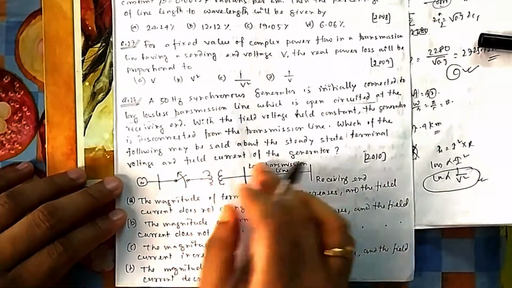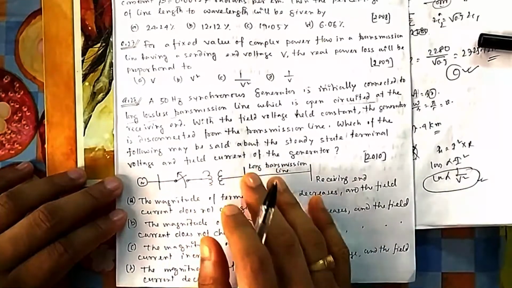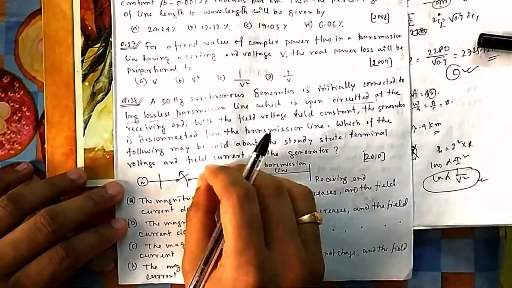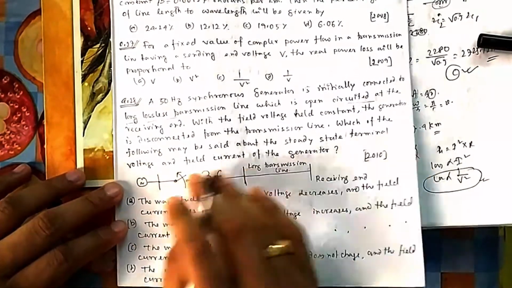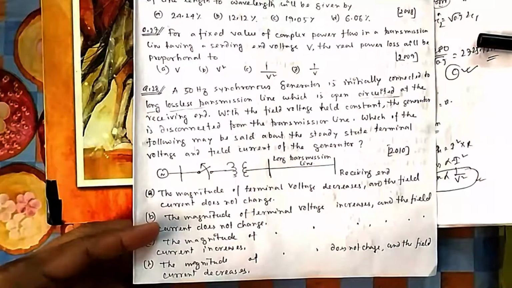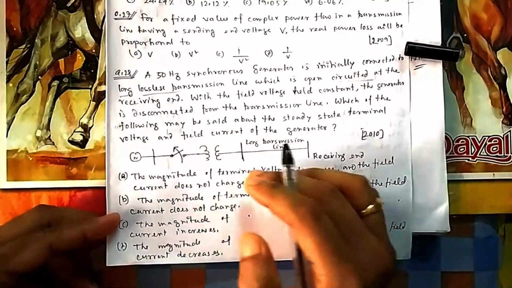Now the magnitude of terminal voltage will either decrease or increase. You can see some sort of load. If it is a long transmission line, then the transmission line itself is a load. So if you remove this line, load is removed from the generator. If load is removed from the generator, generally the terminal voltage increases.